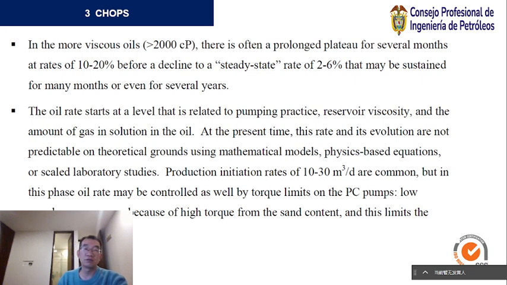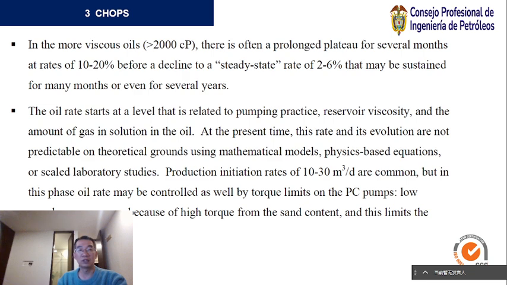In the more viscous oil, there is often a prolonged plateau for several months at rates of 10 to 20% before a decline to a steady state rate of 2 to 6% that may be sustained for many months or even for several years.